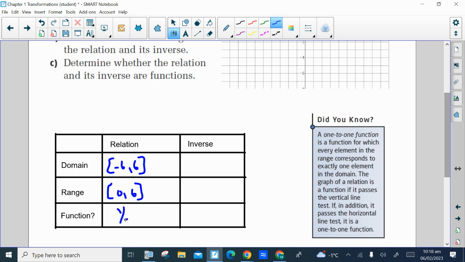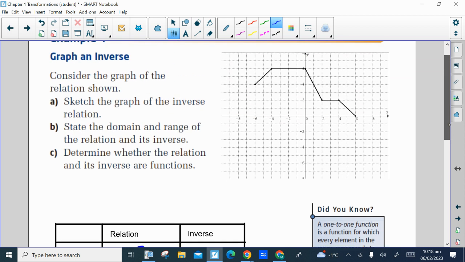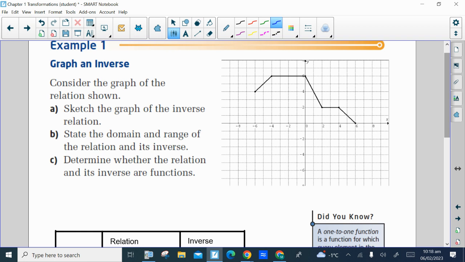And it is a function. It passes the vertical line test. There's nowhere you could draw a vertical line that would cross that graph in more than one spot. No matter where you drop this vertical line, it's going to cross the graph in only one spot or no spot at all. To say it's not a function, that vertical line would have to cut the graph in more than one spot somewhere, and it doesn't.